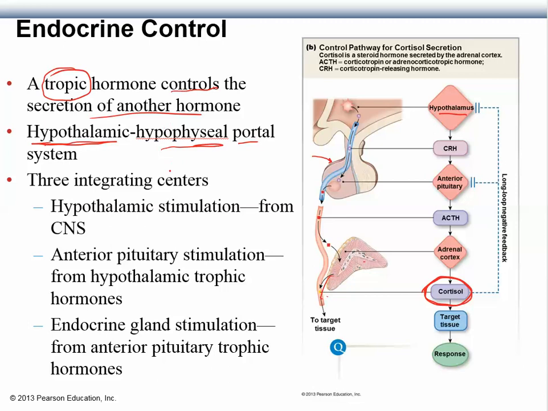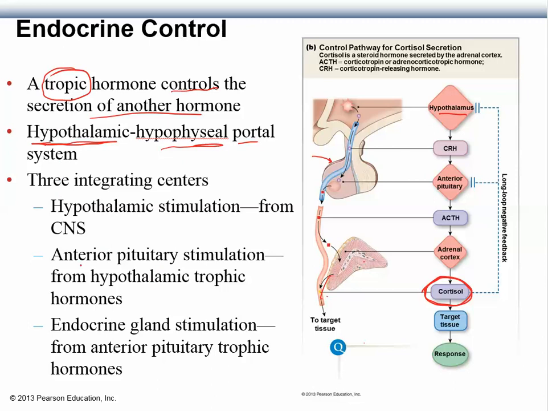And a lot of times we'll say hypothalamic, pituitary, in this case adrenal. So we would call that HPA, and we would call that an HPA axis or something like that. Or if it's going from the hypothalamus to the pituitary to the gonads, we would call that HPG. If it's going from the hypothalamus to the pituitary to the thyroid, we could call that HPT, etc. That kind of thing. Okay, and we call that an axis because that's where it's going.